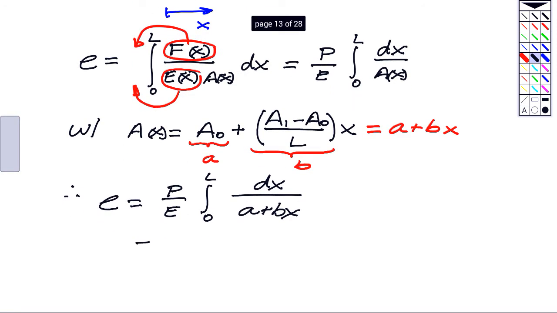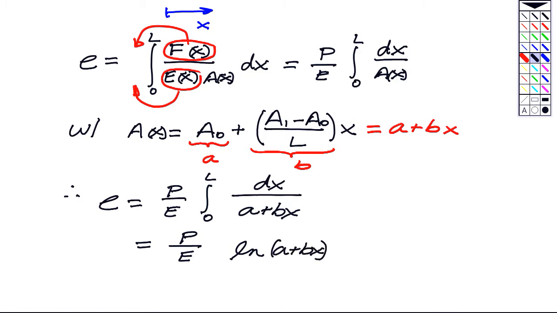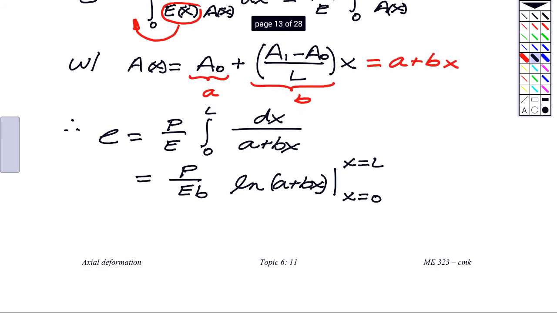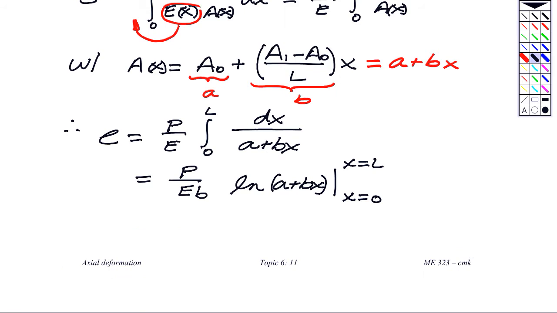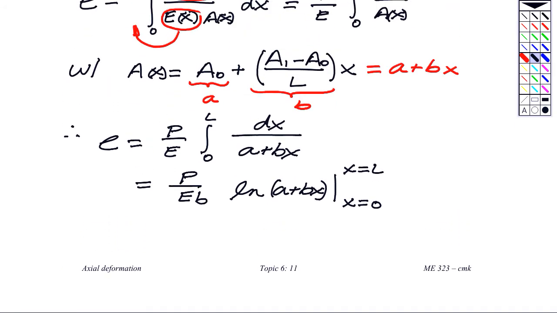That integration is going to be equal to the natural log of A plus Bx, with a 1 over B in front. So this is evaluated from x equal to 0 to x equal to L. So what this does for us is it gives us the right-hand side, this is P over EB, log of A plus BL divided by A.